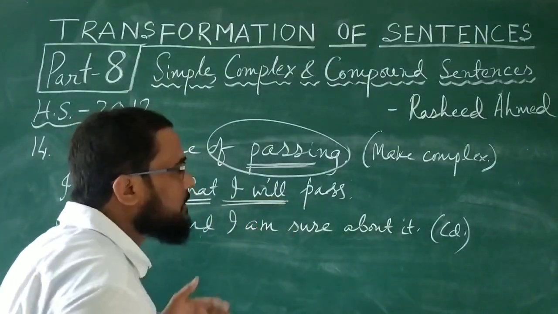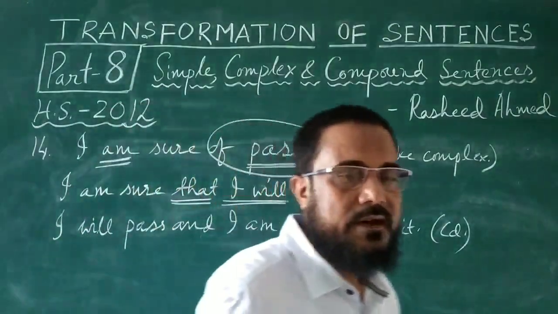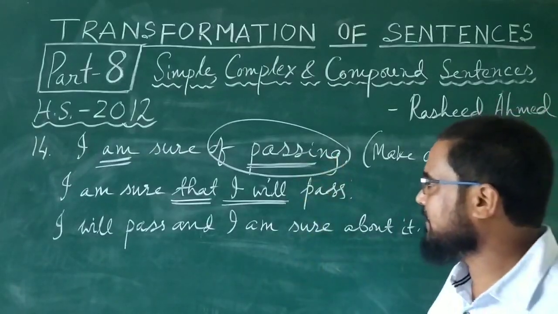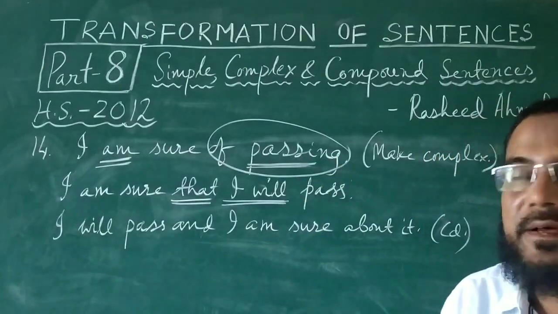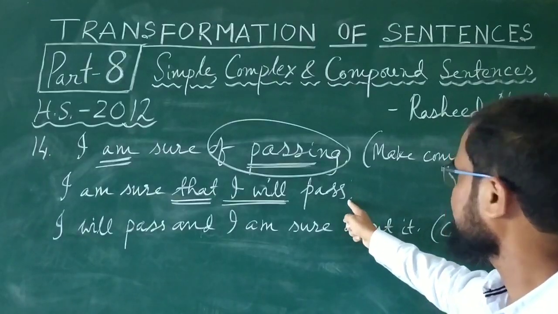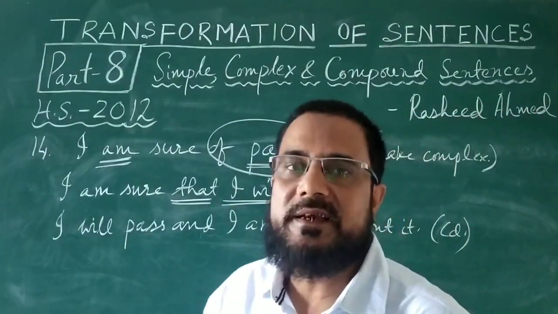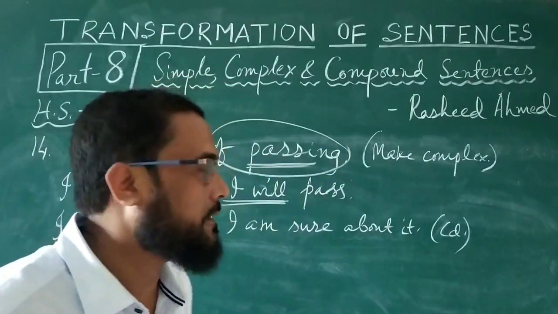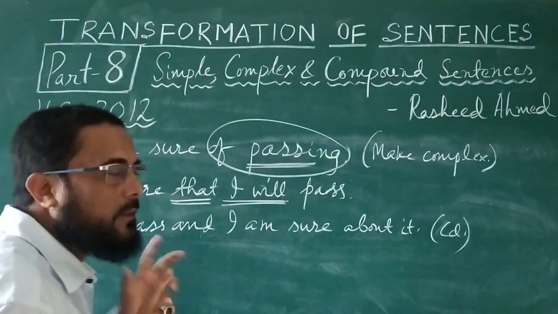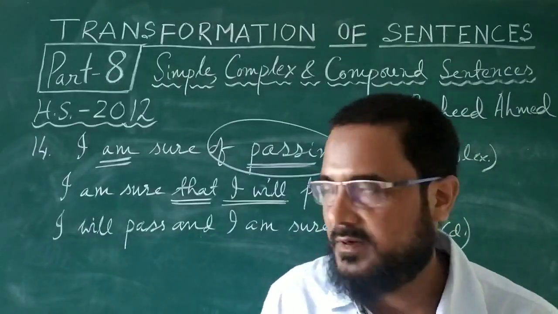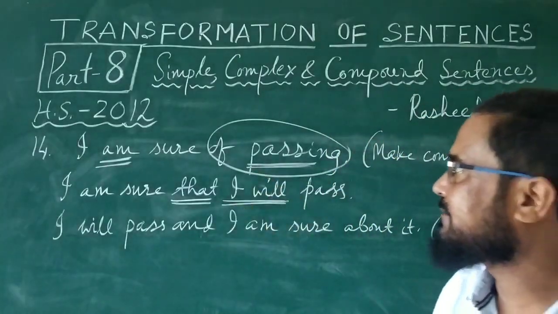When you say I will pass, it is a finite verb, but passing is a non-finite verb. I am sure that I will pass. This is a complex sentence, and this should be the answer. If you change it into a compound sentence, then the answer is: I will pass, and I am sure about it. That will be the compound sentence. So that was the question that came in 2012.